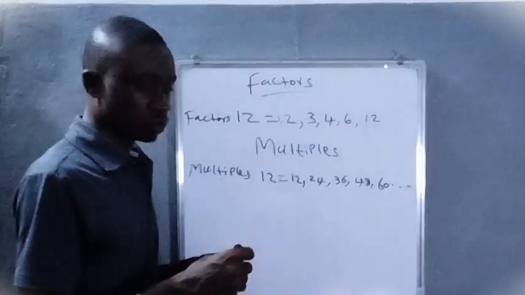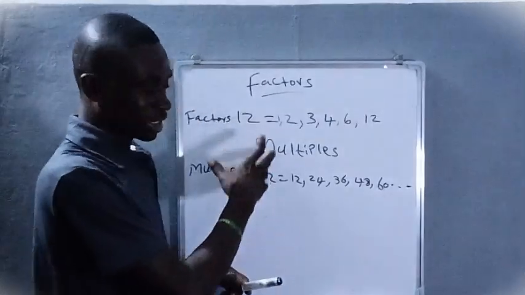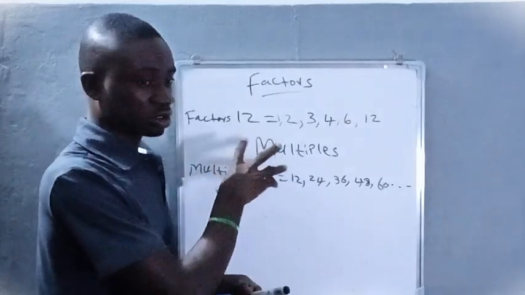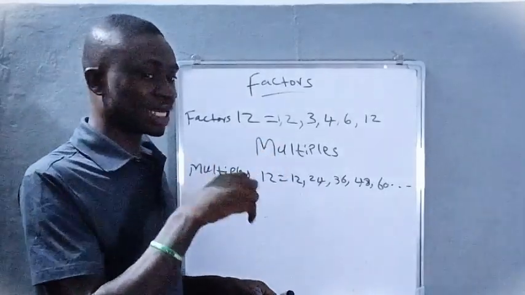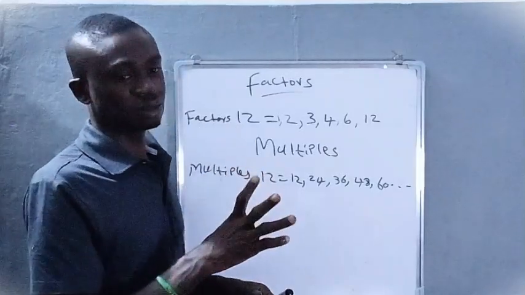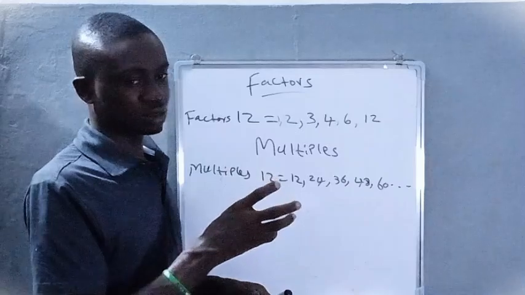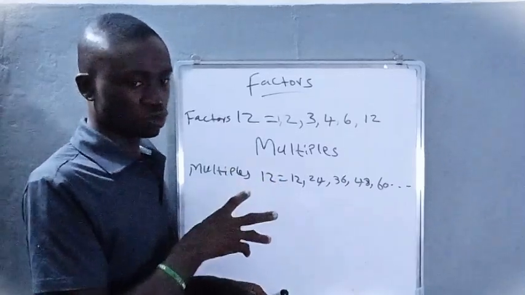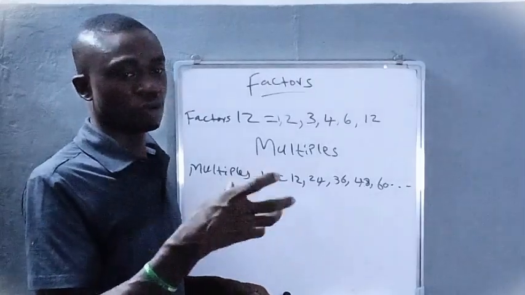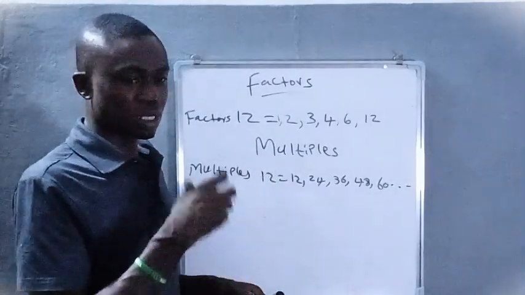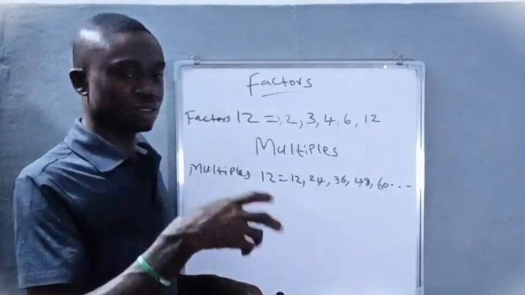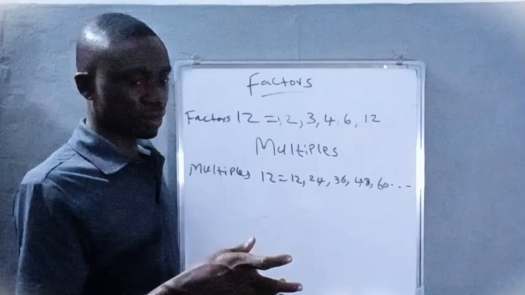So you can see the clear difference between factors and multiples. In factors, we are looking for numbers that can divide evenly into that number without remainder. We are looking for those whole numbers. But in multiples, we are looking for the multiplied form of that number. We multiply that particular number by whole numbers, and as you keep multiplying, you keep getting bigger numbers.